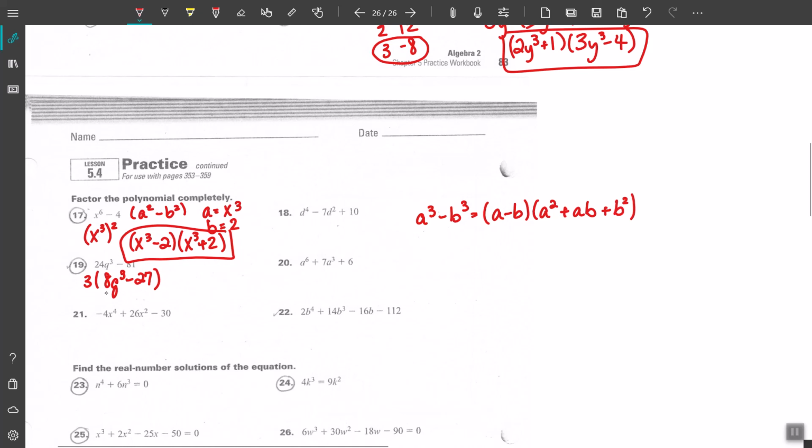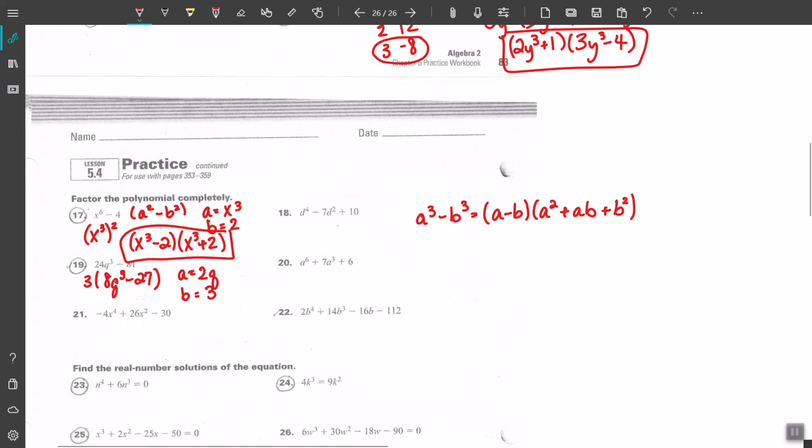So 8 is a perfect cube. That's 2 cubed. q cubed is a cube. The cube root is just q. So our a value here becomes 2q, because if you raise 2q to the third power, you get 8q cubed. All right, then that 27 that we have is also a cube. It's 3 cubed. So our b value becomes 3.